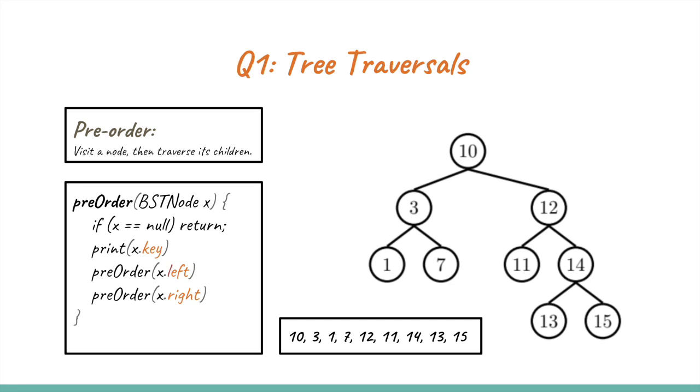Now let's look at the pre-order traversal, which visits a node and then traverses its children. So starting from 10, we recurse on its left child, which takes us to node 3, and recurse on its left child, which takes us to node 1. And since 1 is a leaf node, we process it, go back up to 3, recurse on its right child, bringing us to 7. And then we repeat this process for the root's right subtree, giving the rest of the traversal path, which includes 12, 11, 14, 13, then 15.